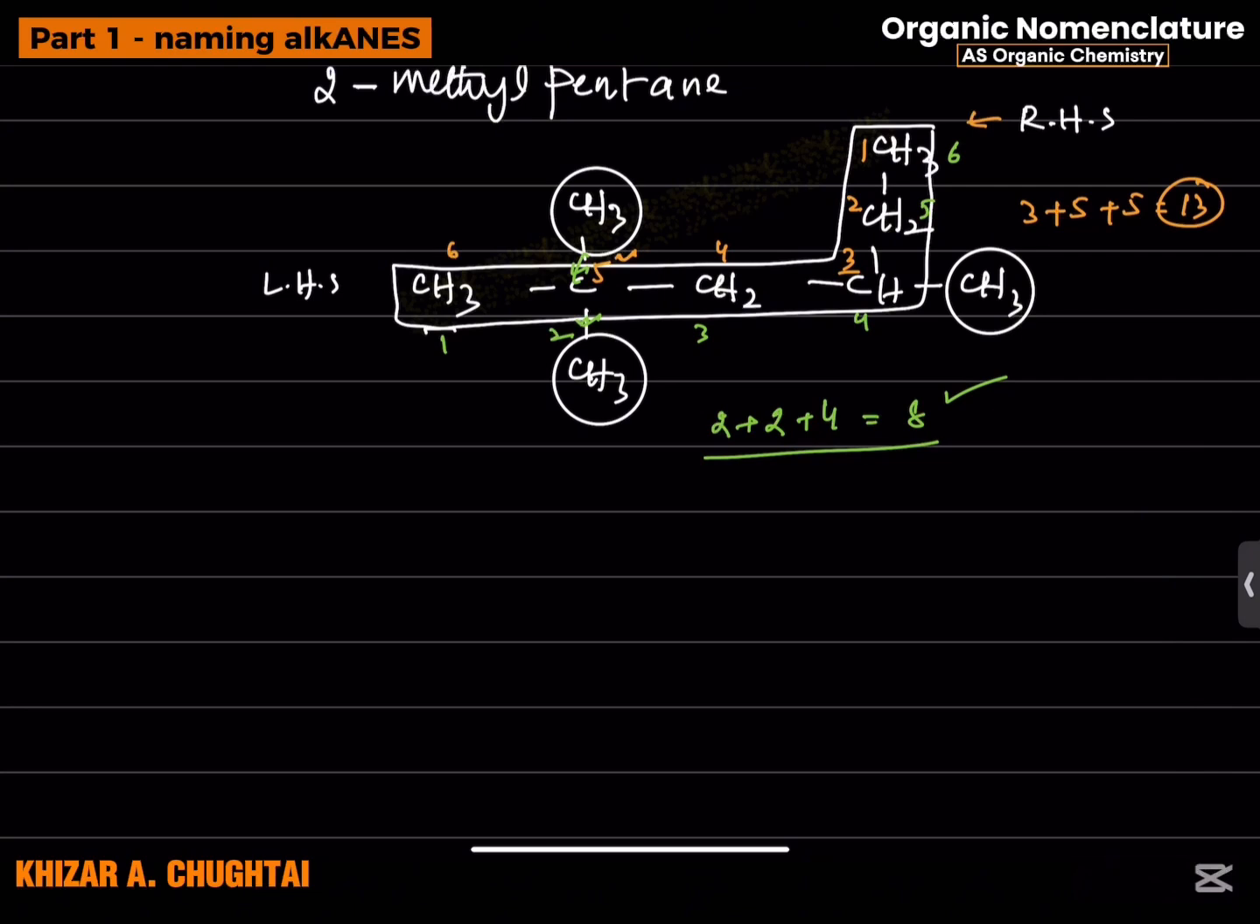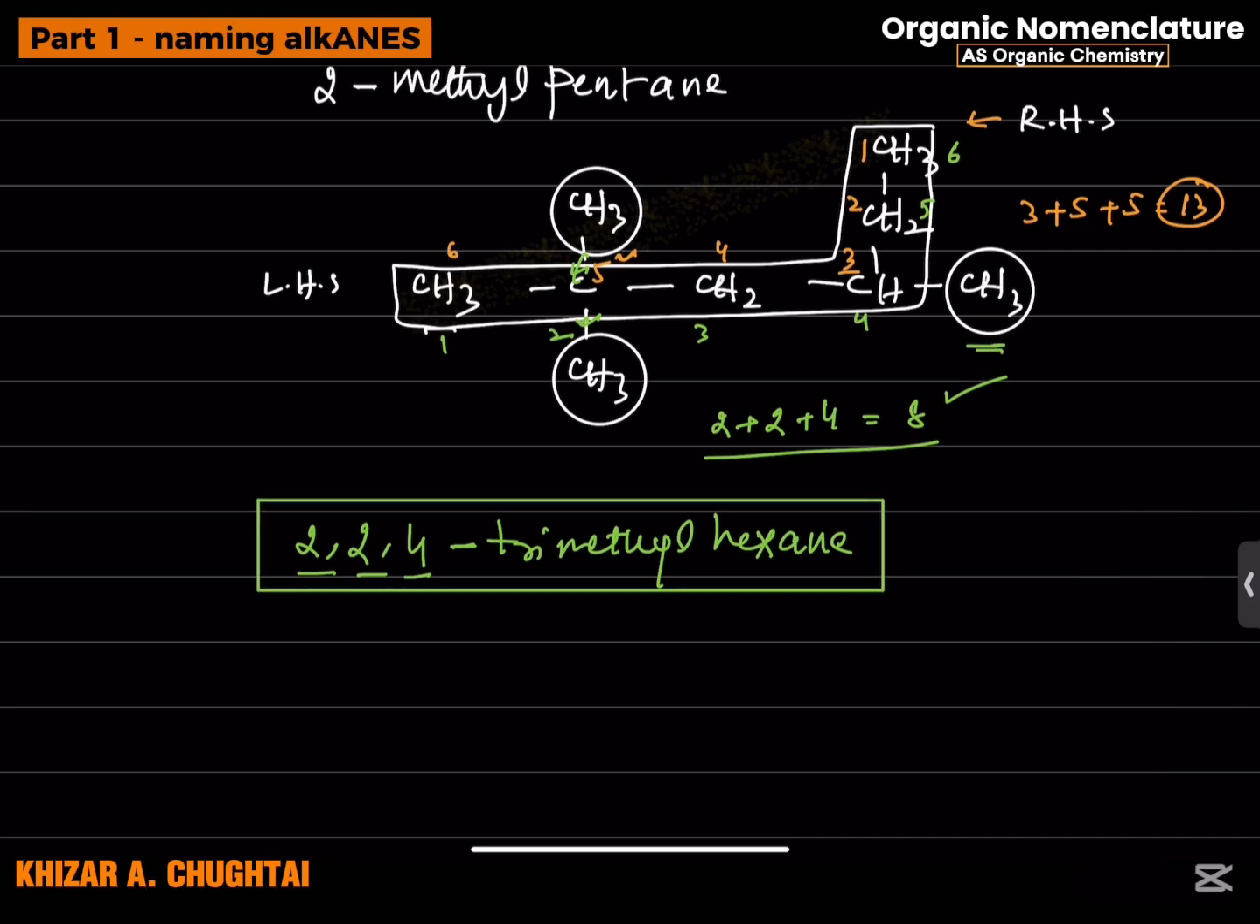Right? So the name of this compound is 2, 2 and this 4. Sorry, 2,2,4. Total there are 3 methyl, so I am going to write tri over here. Trimethyl. 6 carbons are in the longest chain, hex, all carbons are single bond, ane. There is no functional group. So this is the name of the compound. Got it?